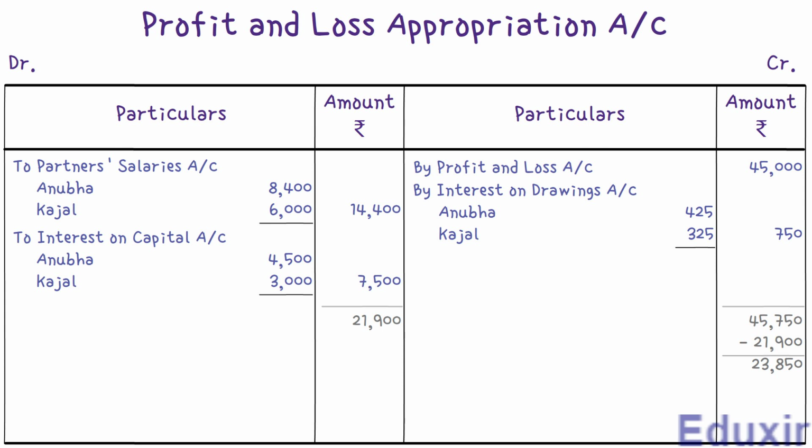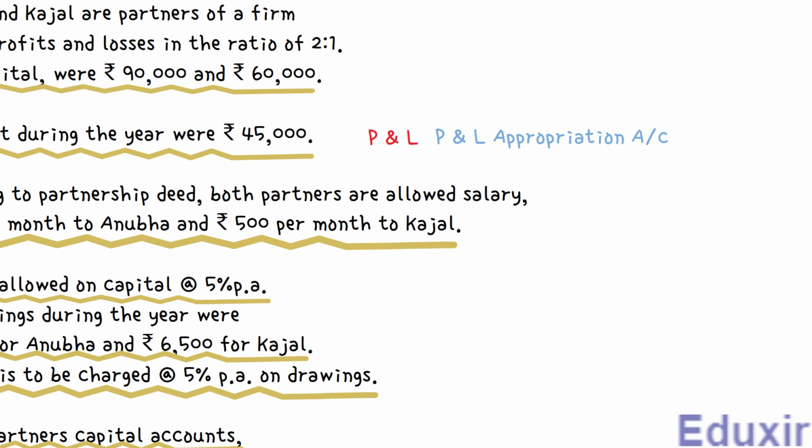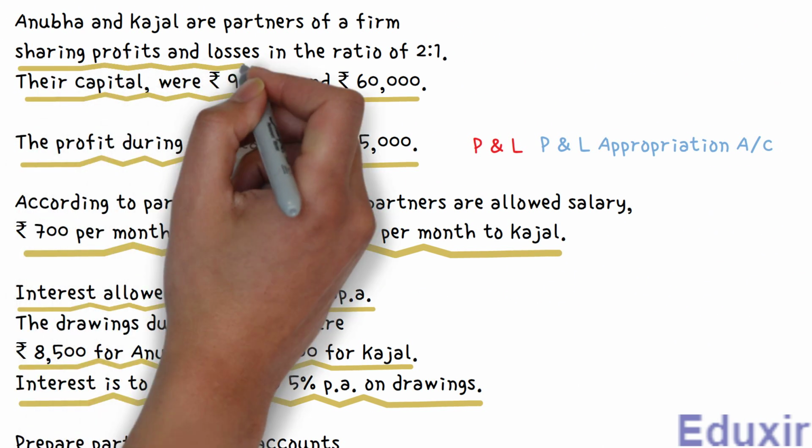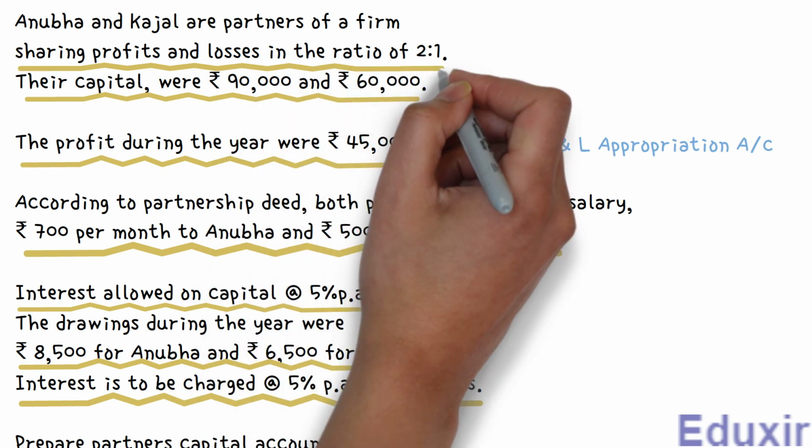A credit balance in the profit and loss appropriation account represents a profit. So, this amount should be distributed among the partners in their profit sharing ratio. Now, as given in the problem, the profits or losses are shared among the partners in the ratio 2:1.